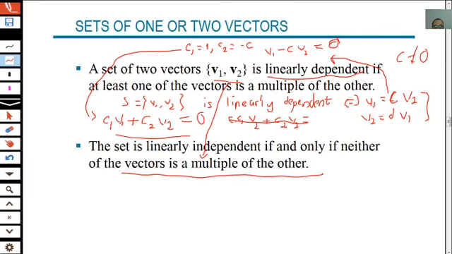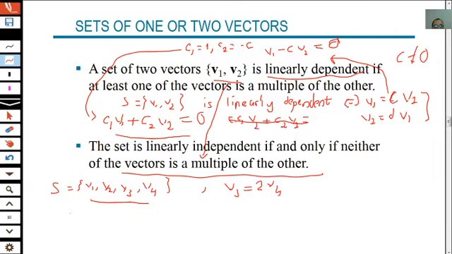The set is linearly independent if and only if neither of the vectors is a multiple of the other. For example, we have a set containing some vectors v1, v2, v3, v4, and we know v3 is 2 times v4. v3 is a multiple of a vector in the set.